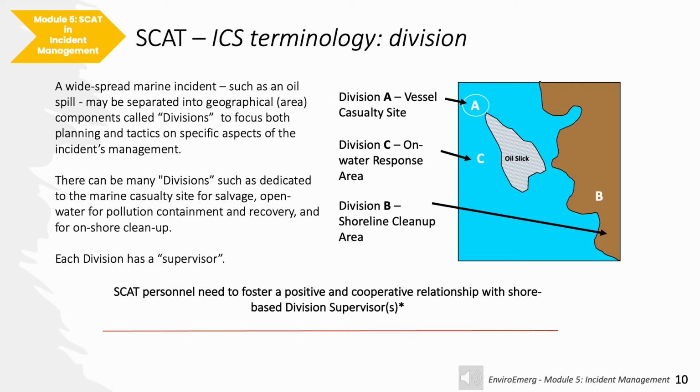The mapping in divisions has specific nomenclature, such as Division A for the vessel casualty site, maybe Division C for on-water response operations, and Division B for the shoreline cleanup area. There are going to be many divisions. Later on, we will explain that all SCAT forms will incorporate both the division ID as well as the shoreline segment ID to ensure work is being done in the right place by the right people.